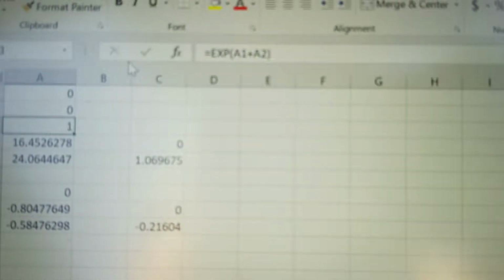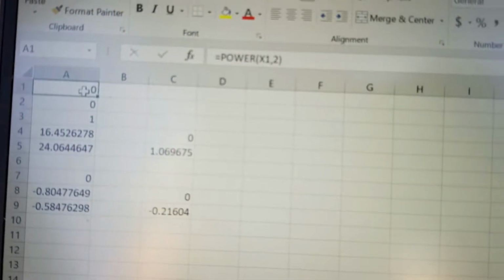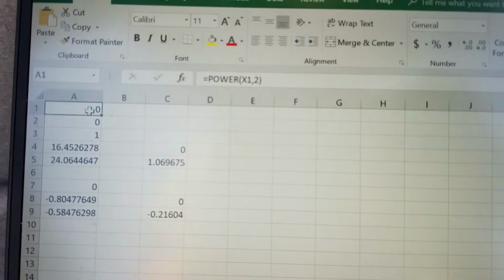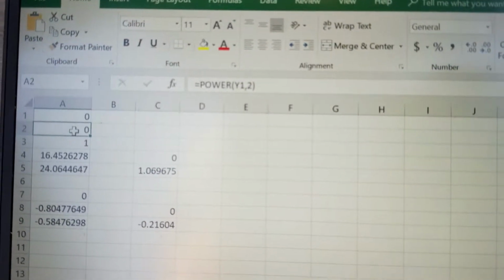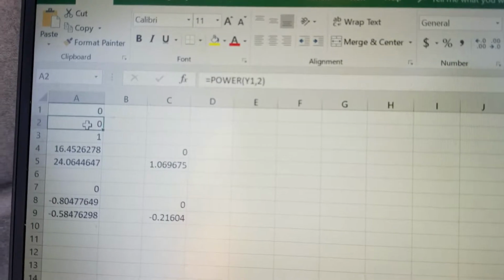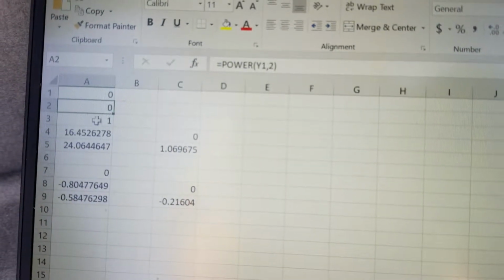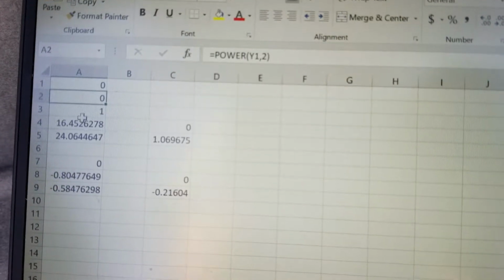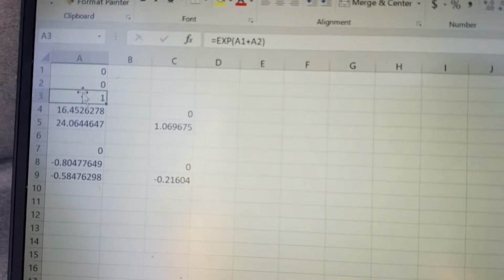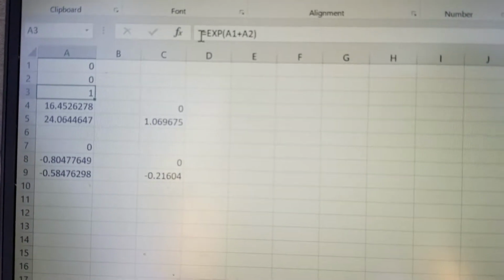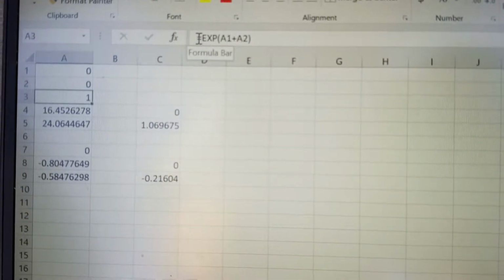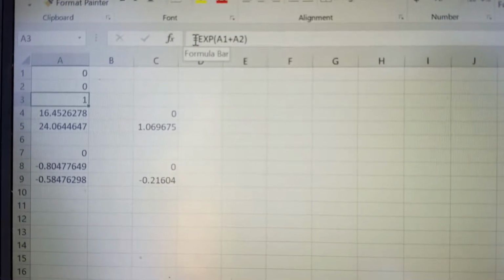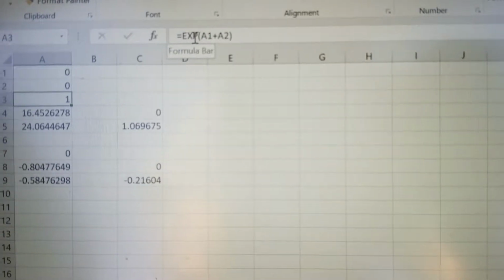What I first did in Excel is I inputted x squared into A1, y squared into A2, and these 3 cells were how I got the answer for the first integral. First I wrote the equation, which was e to the x squared plus y squared, so exponent A1 plus A2.